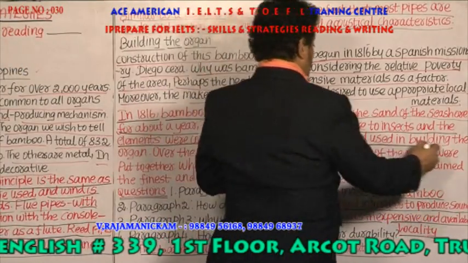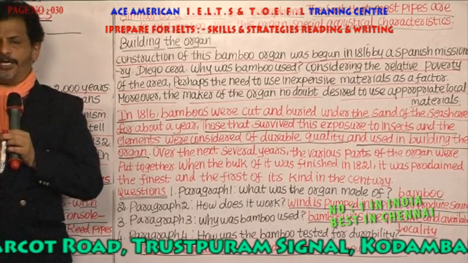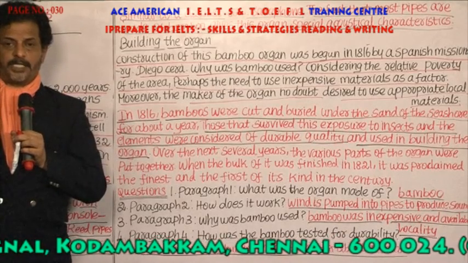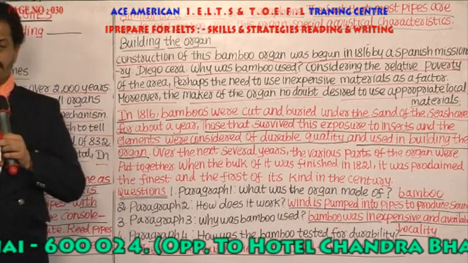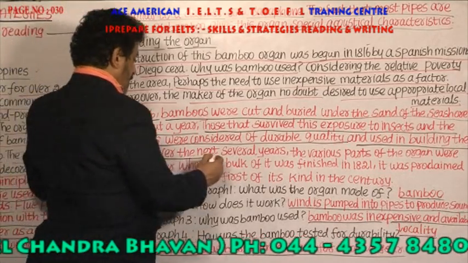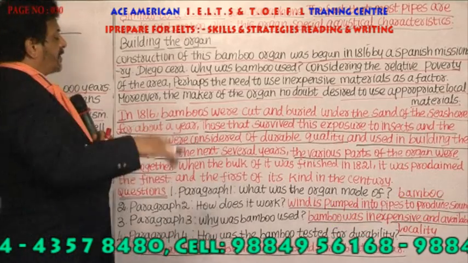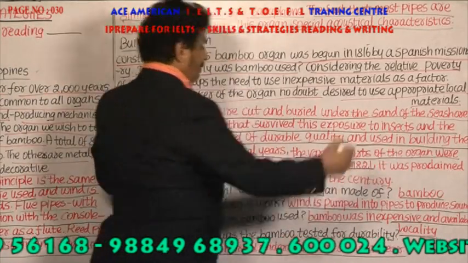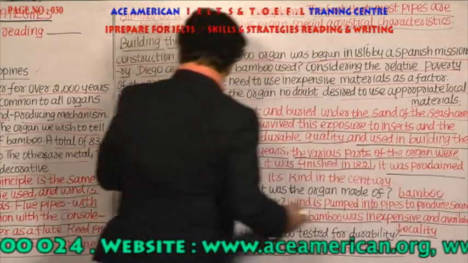So these bamboos, which are buried in the seashore, are used to make bamboo pipes, because they were able to survive. So 1 year it is buried, so it withstands all the insects, all the elements which try to cause destruction. Over the next several years, the various parts of the organ were put together. When the bulk of it was finished in 1821, it was proclaimed, means announced, the finest and the first of its kind in the century.